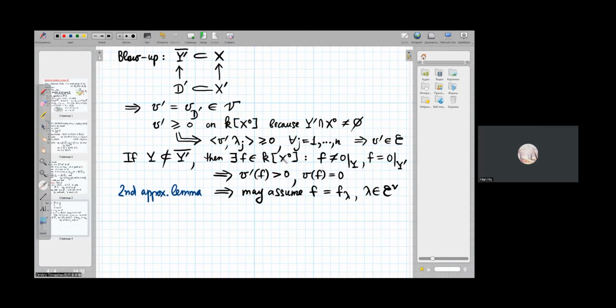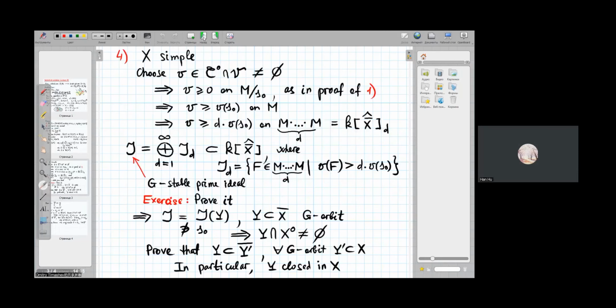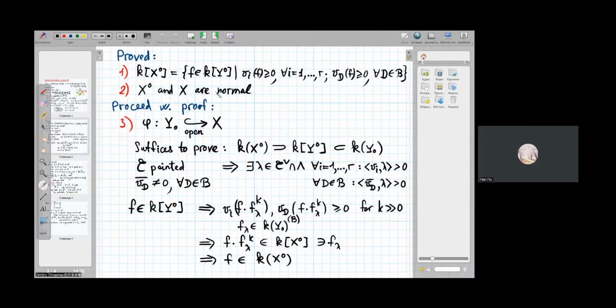Saying that f is regular on x0 is the same as having these inequalities, using this description of the coordinate algebra of x0. When you replace f by a semi-invariant function in the second approximation lemma, these inequalities are preserved, because these values may become only bigger. The value of v remains the same, and these values will become only bigger.